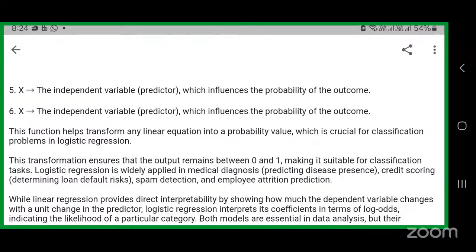Logistic regression is widely applied in medical diagnosis, predicting disease presence, credit scoring, determining loan default risk, spam detection, and employee attrition prediction. So, what is the chance of predicting employee attrition?